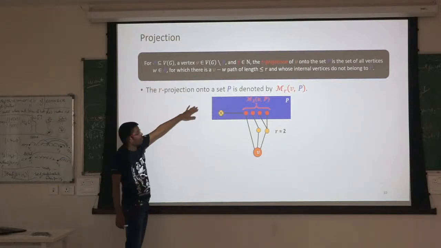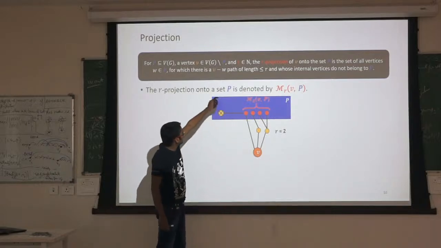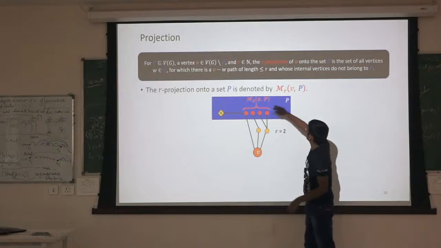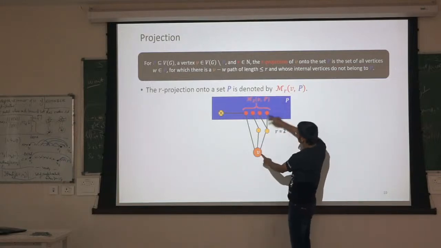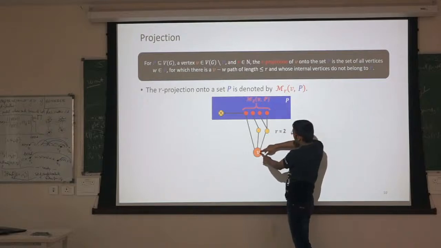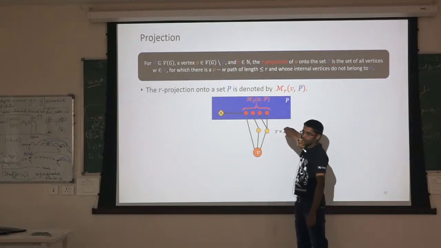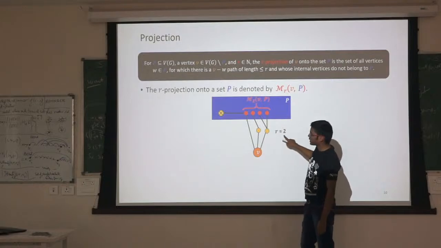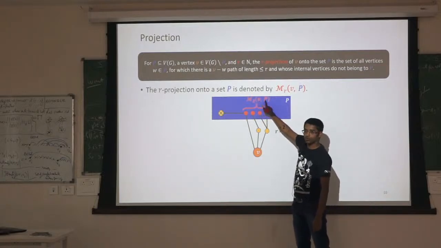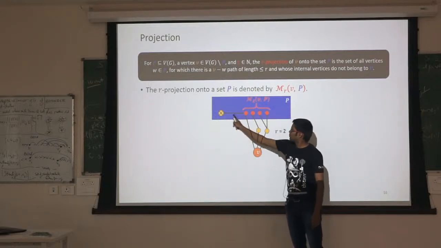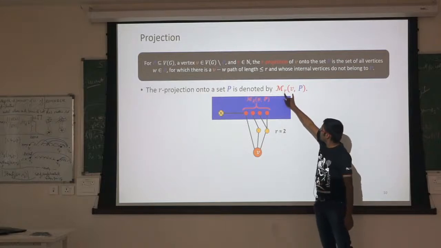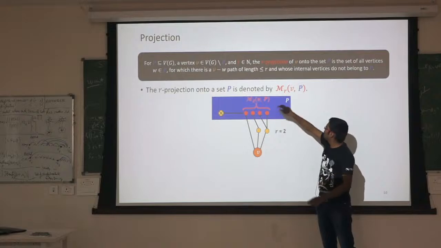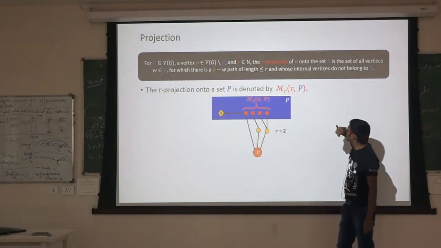So let's define something. Given a set P of a graph and a vertex V outside P, and fix a number R. We say that a vertex is in the R-projection of V if there exists a path from V to that vertex of length at most R such that the internal vertices of the path do not belong to P. So for example, if you look at this V and set R equal to 2, then these red things are in the 2-projection from this vertex V to P. Note that this one is not, because even though there is a path of length 2, the internal vertex belongs to the set P. I will denote this using M subscript R, for the radius we are looking at, the vertex, and the set we are looking at. Okay?